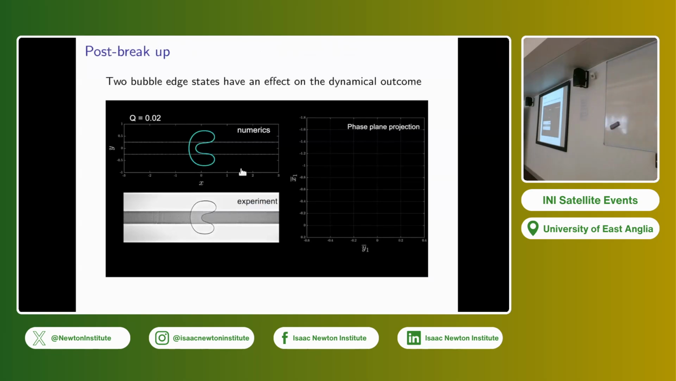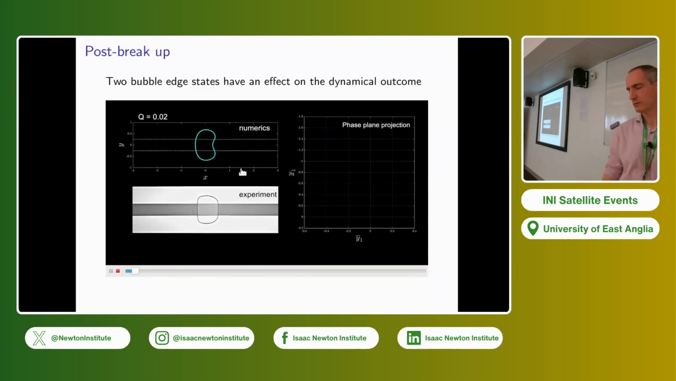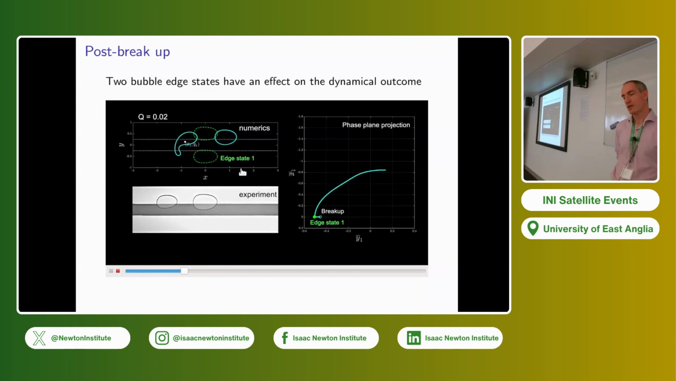Now, I mentioned earlier that there's something interesting going on because the solution structure evolves with time. So this is now an example, it's going to be a video, where initially we have one bubble, it's going to break up, and then the two bubble edge states are going to influence the dynamics. So we start with a slow flow. The bubble breaks up. There is then this weakly unstable edge state that initially attracts the bubbles. Then one bubble moves over the rail, and eventually they aggregate.